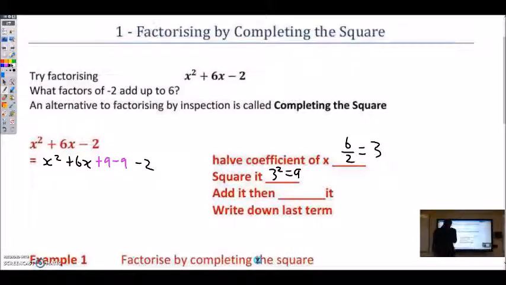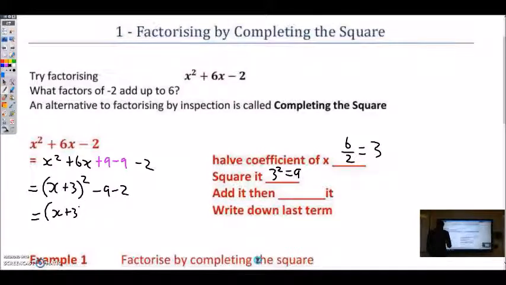Finally, we're going to complete the square. So x squared plus 6x plus 9 is equal to x plus 3 squared. Minus 9 minus 2, which when simplified gives us x plus 3 squared minus 11.